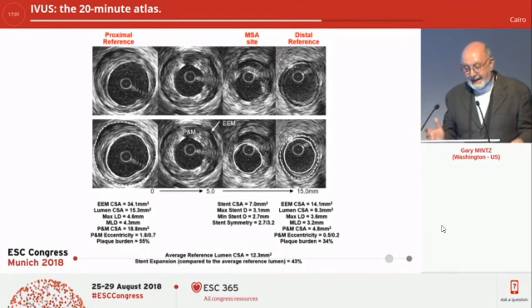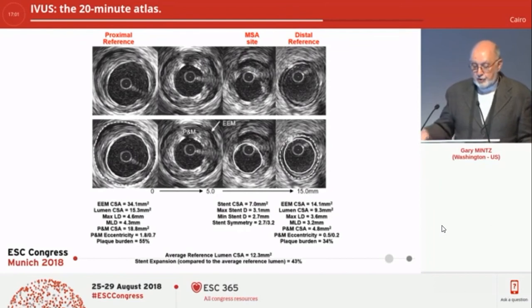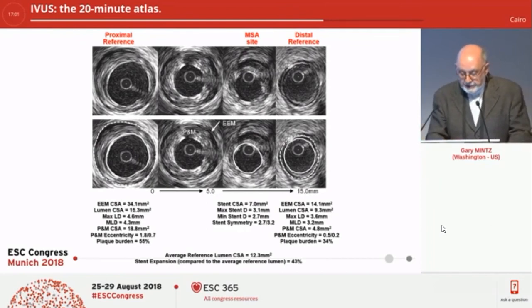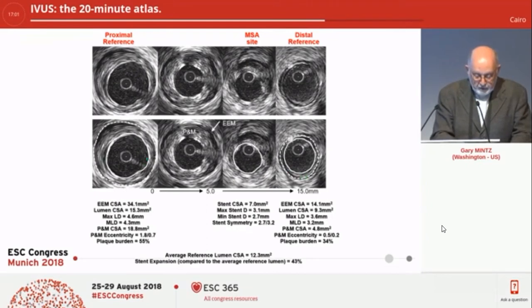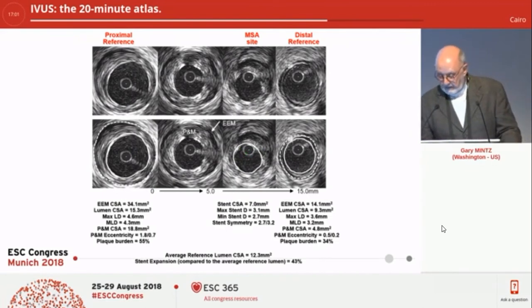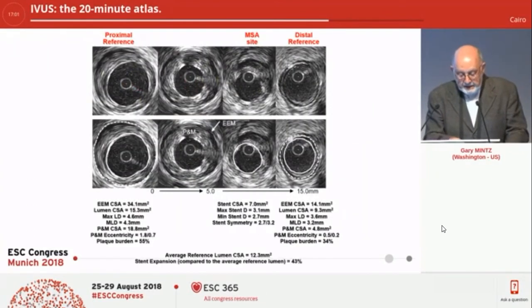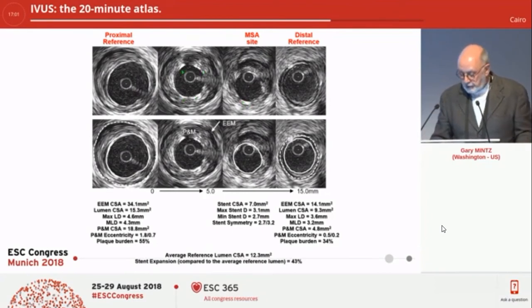This is a typical stented lesion with the same kind of complete analysis as I showed you pre-intervention. Distal reference lumen and EEM, proximal reference lumen and EEM, the minimal stent diameter, and then everything else gets calculated. Sorry, this is a metallic stent. You see the intense reflection of the metal and a single metallic structure.